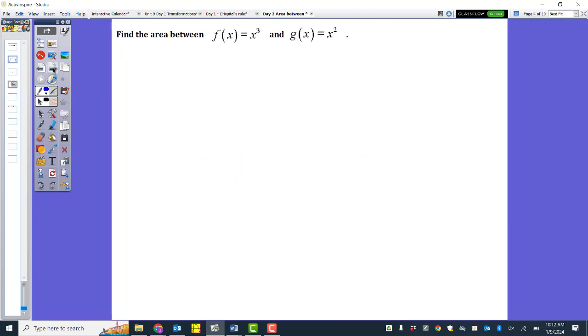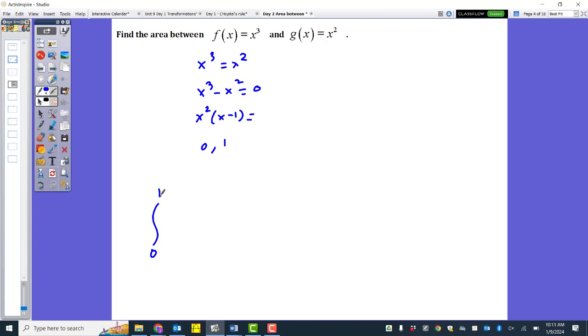So when we look at this one, we want to find the area between x cubed and x squared. The first thing we would need is those endpoints, and then we need to figure out what's on top and what's on bottom. Well, let's check the intersections first. So x cubed equals x squared. x cubed minus x squared equals 0. Factor out an x squared. So we end up with 0 and 1. That's the intersections.